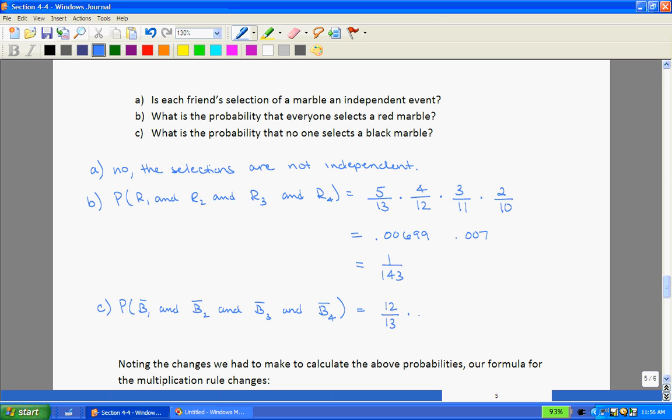The second person is only going to have how many marbles to choose from? Just 12. And of the non-black marbles, there's only going to be 11 of those left. For the third person, now they only have 11 marbles to choose from, and for the non-black marbles, there's only 10 of those left. And for the fourth person, they only have 10 marbles to choose from, and of the ones that are not black, there's only 9 of those left.